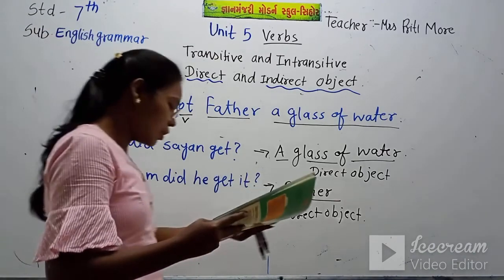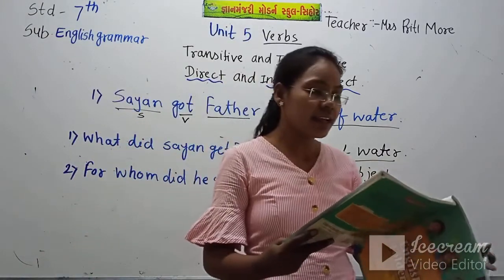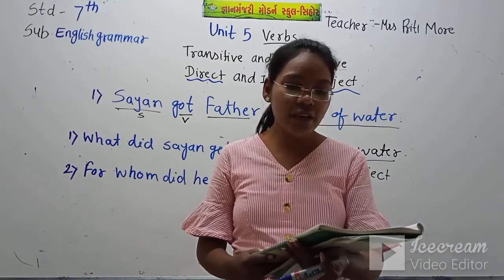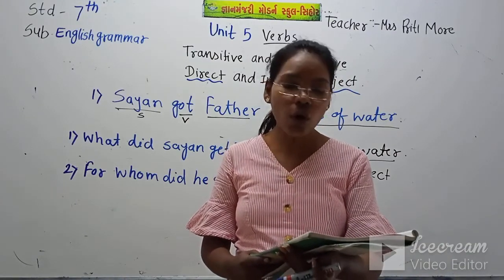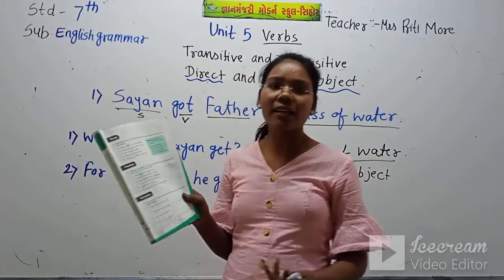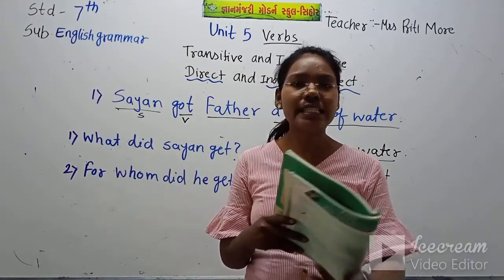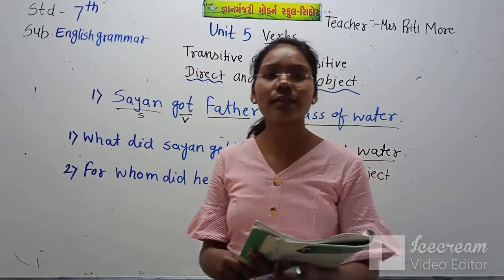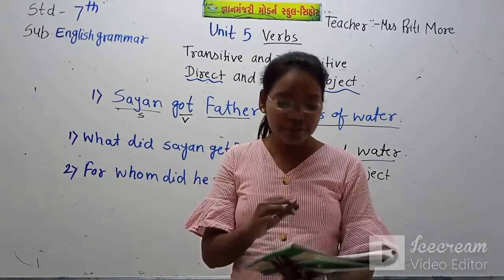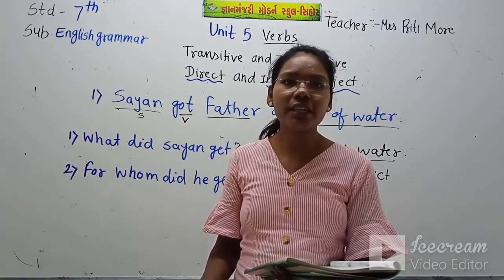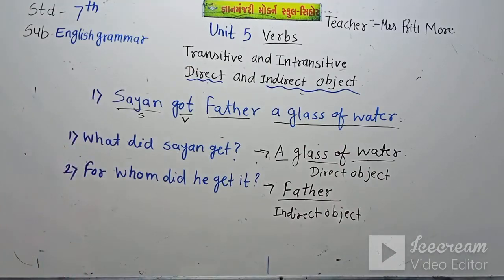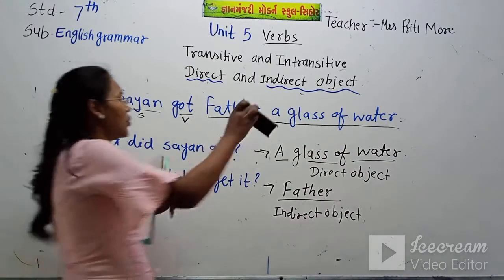Now let's do Focus Exercise A. Underline the verb in the following sentences and say whether they are transitive or intransitive. That means if the sentence needs an object, it is transitive. If it completes the meaning and makes sense without an object, it is intransitive. So let's do the exercise.